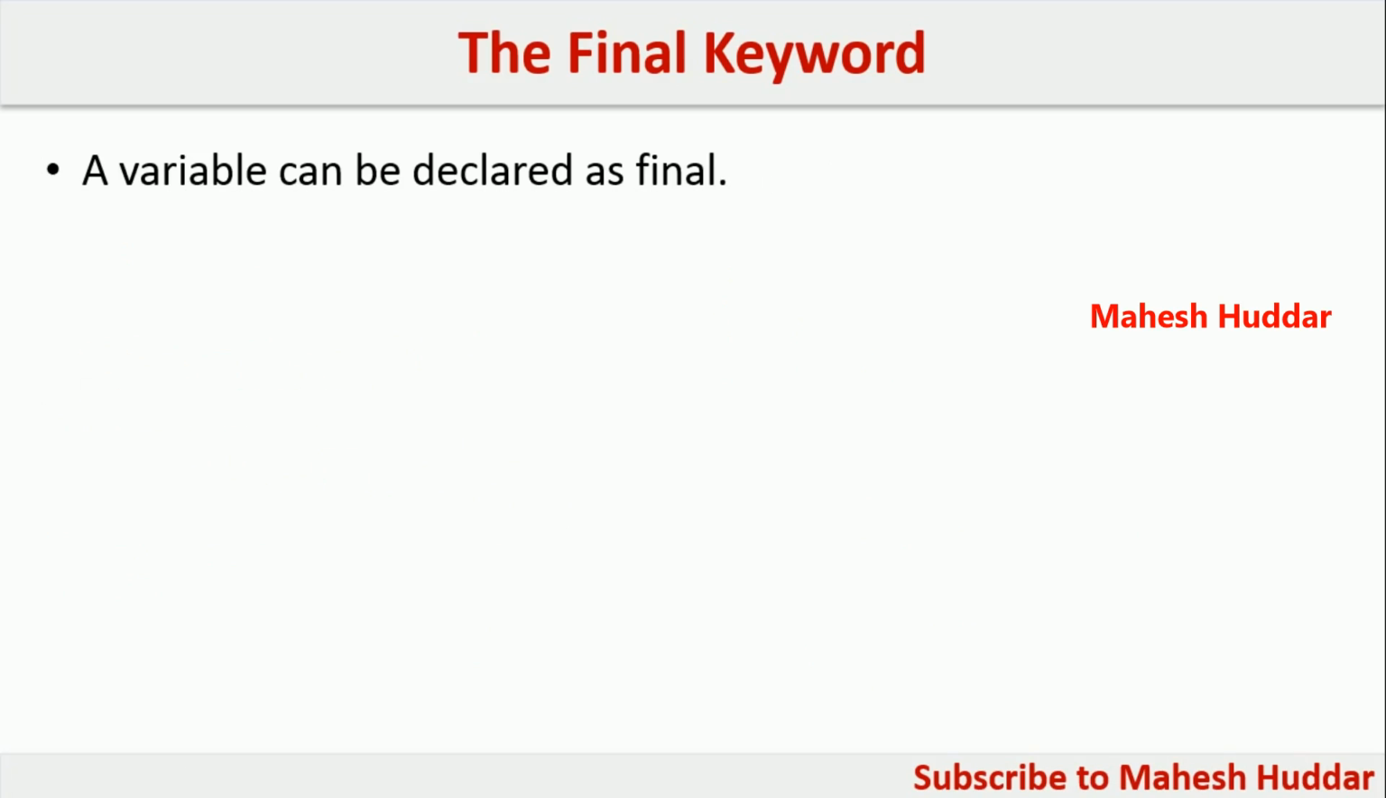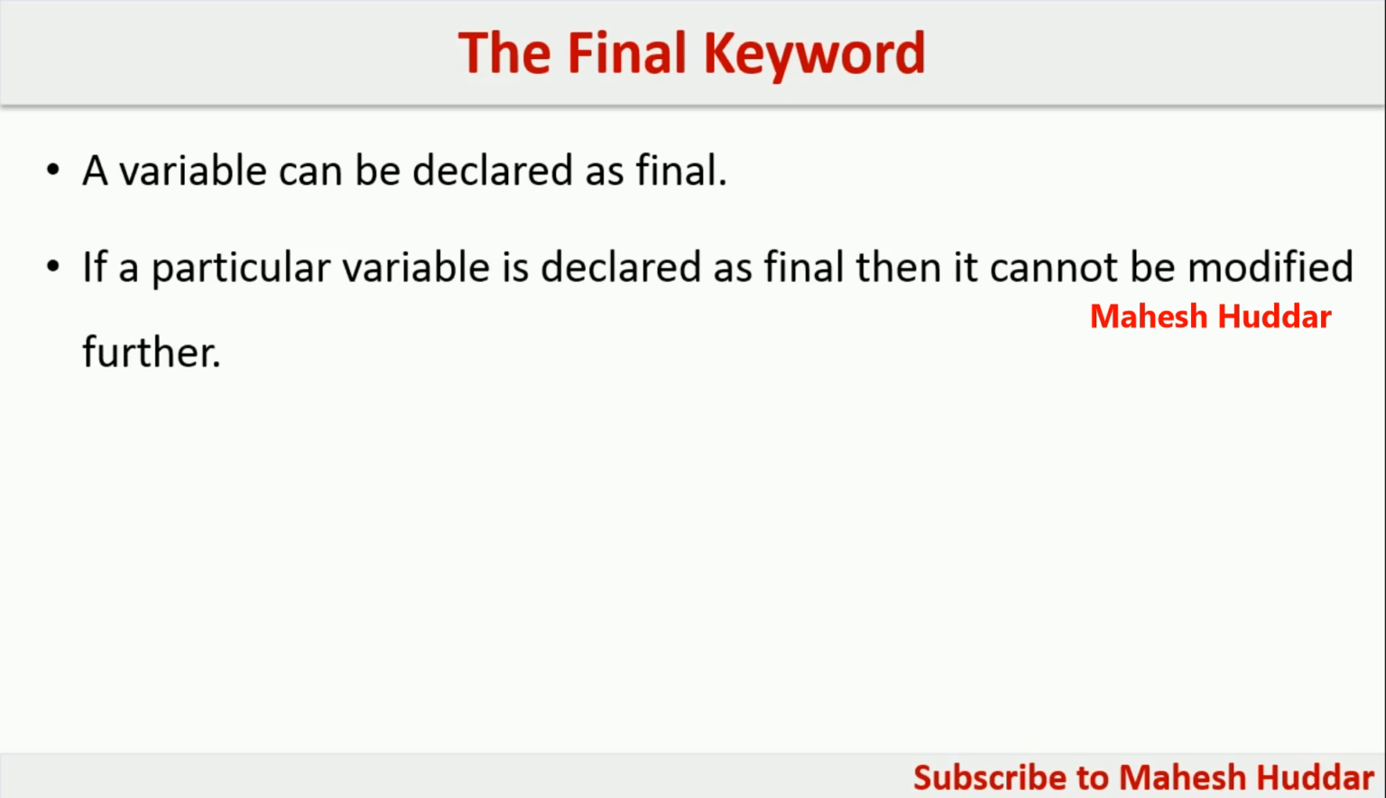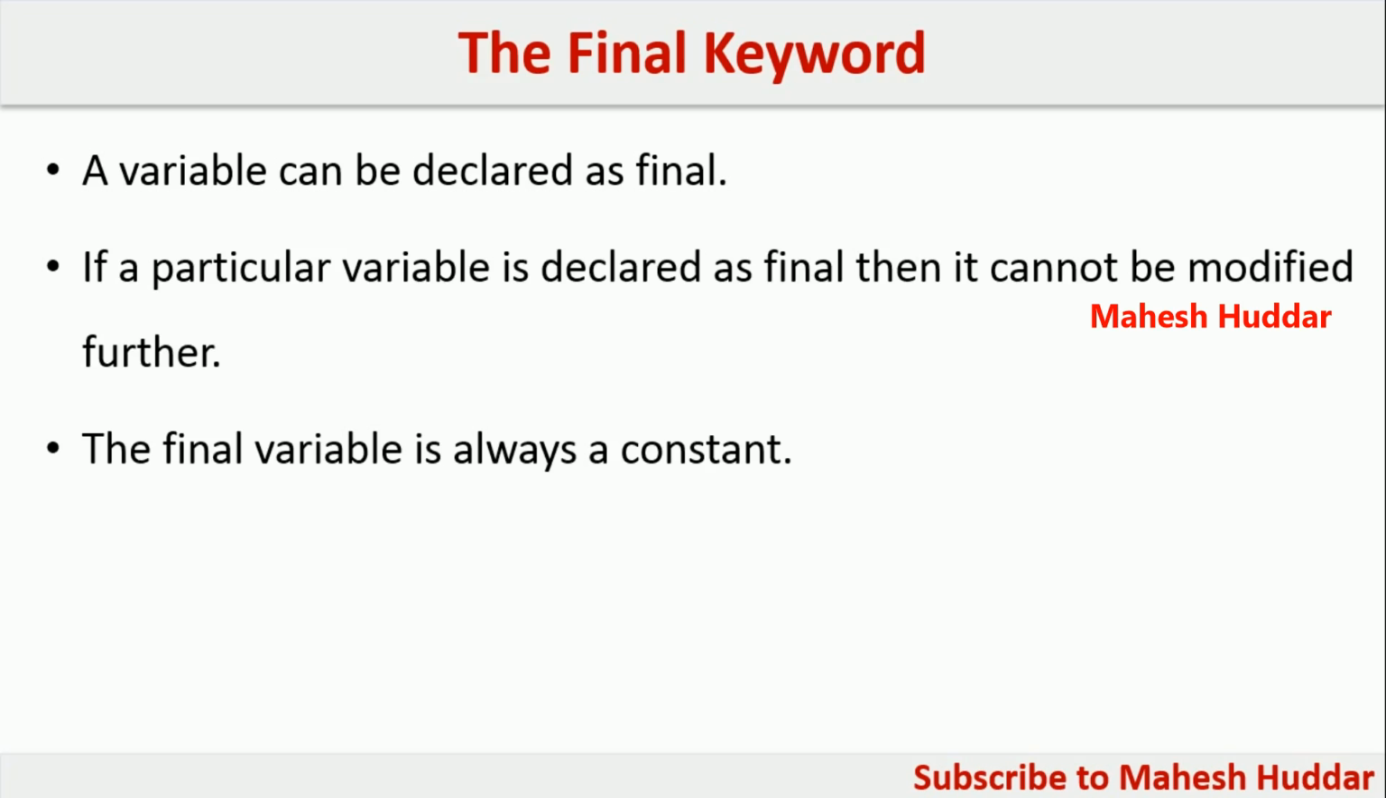A variable can be declared as final. If a particular variable is declared as final, then it cannot be modified further in the derived class. The final variable is always a constant. The syntax to define a variable as final is final int, the variable name, equals some value. In this example, I have taken final int a = 10. The value of a cannot be modified in a derived class at any point of time from now onwards.